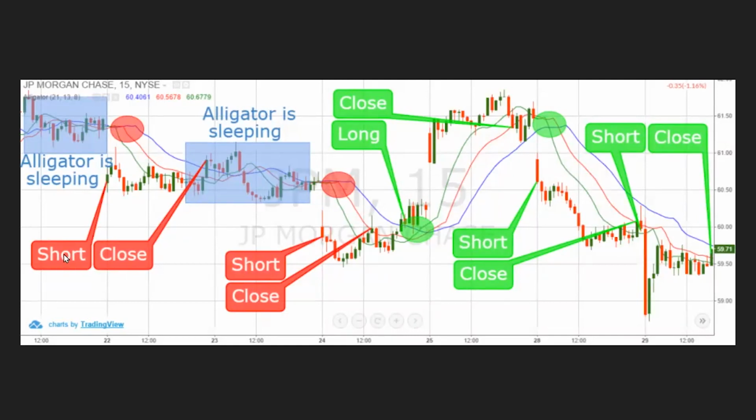This is the time to have a short position or to sell in trading, and definitely you can cross whenever there is an intertwining of the lines. So this is the short one, the bearish signal of the alligator, and this is the bullish signal of the alligator. So just make sure, don't make any trade whenever the alligator is sleeping.